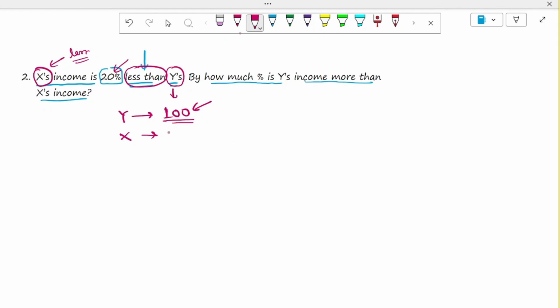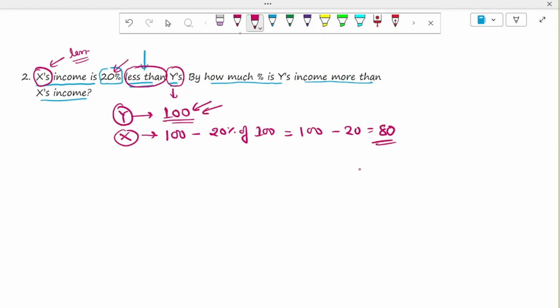It will be 20% less than 100. What is 20% less than 100? 100 minus 20% of 100. So this will be equal to what? 100 minus 20. This will be equal to 80. So if Y is having 100 rupees as his income, X will be having 80 rupees as income.